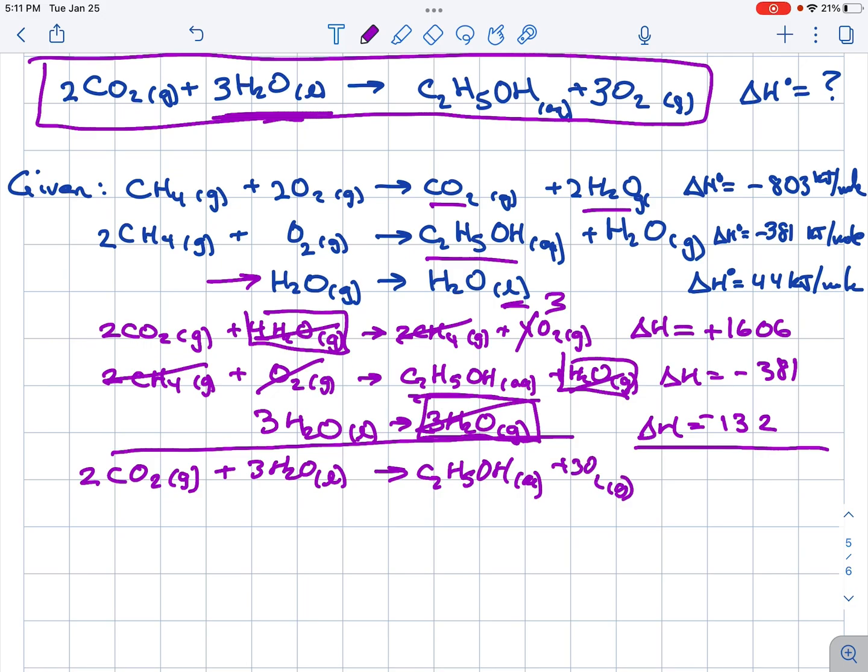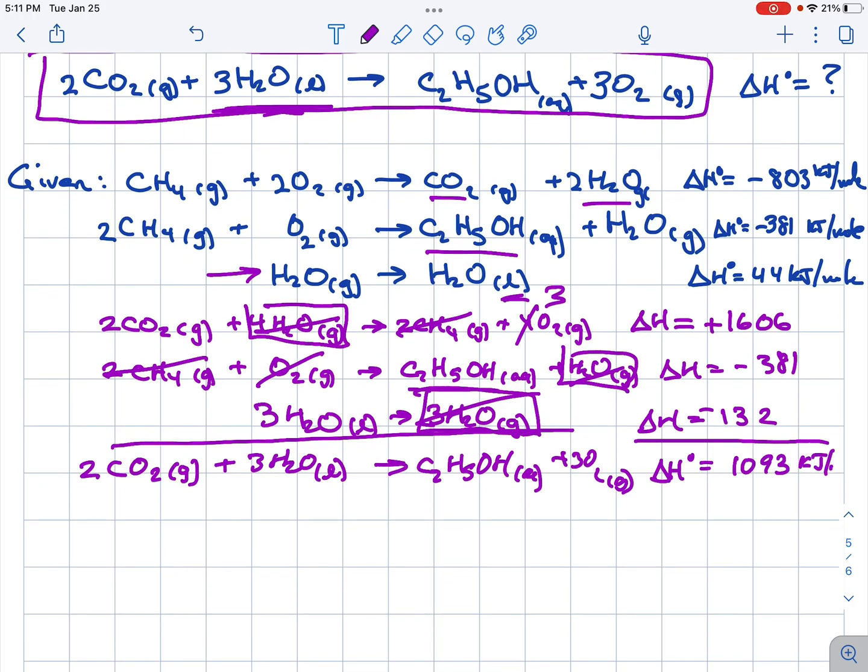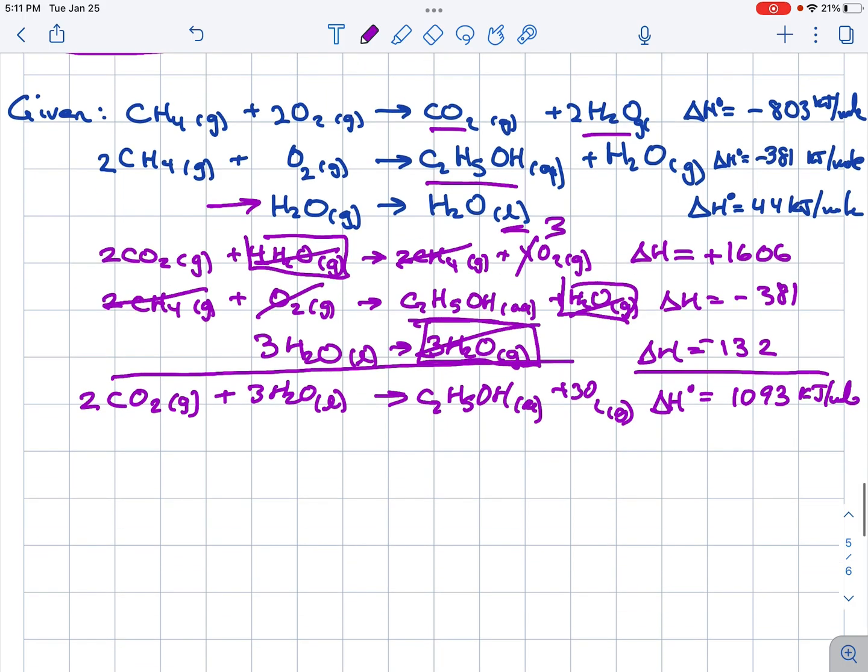Now that means we can add the delta H's. So we're going to do 1606 minus 381 minus 132. That's going to give us 1093. I hope. If I'm wrong on that answer, please let me know. And that's a positive number, okay? So now when we go to draw our enthalpy diagram for this, how are we going to do it?